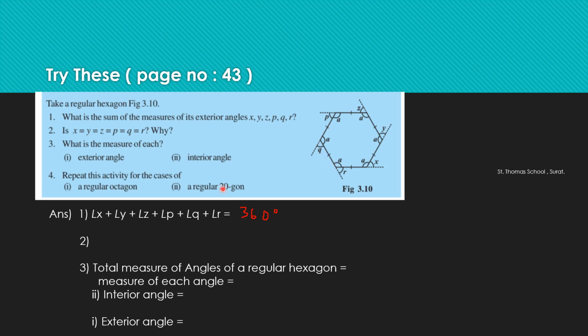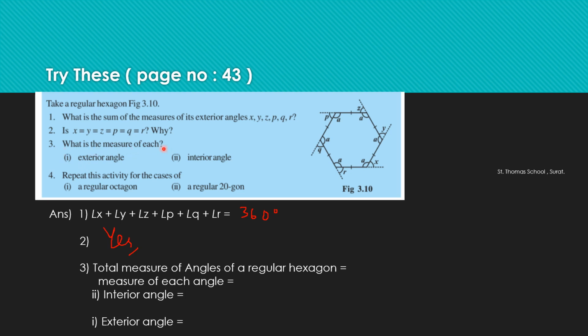So what can you say? Yes, in a regular hexagon interior angles are equal, so we can say that exterior angles are also equal. It's clear? You can write here yes, and the reason you have to write yourself: because this is a regular hexagon, all interior angles are equal. So exterior angles are also equal because interior angle plus exterior angle is equal to 180 degrees. It's clear?